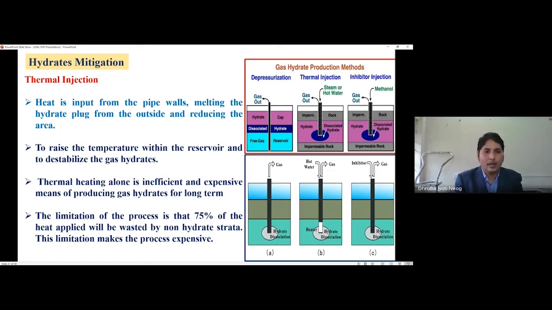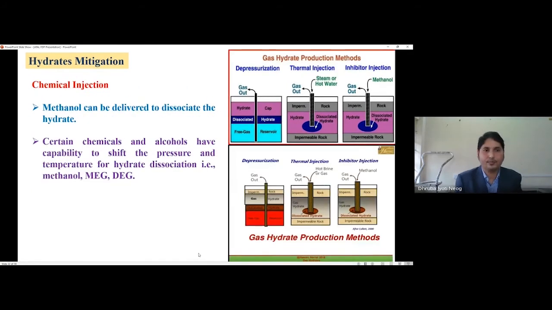from the flow lines. And for hydrate mitigation in the thermal method, in case of formation inside the reservoir, it is required to increase the temperature of the reservoir to destabilize the gas hydrate. Thermal heating alone is an inefficient and expensive means of producing gas hydrates for a long time because of limitations of the heating process. Sometimes 75% of the heat applied for hydrate mitigation may be wasted to non-hydrate strata. So this limitation makes the process expensive.